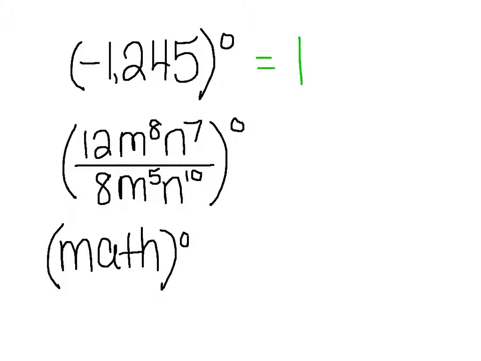Same thing, 12m to the 8th n to the 7th divided by 8m to the 5th n to the 10th. Sure, we could simplify the inside, but no matter what, it's going to be taken to the power of 0, and that equals 1. If I had math to the 0th power, still equals 1.